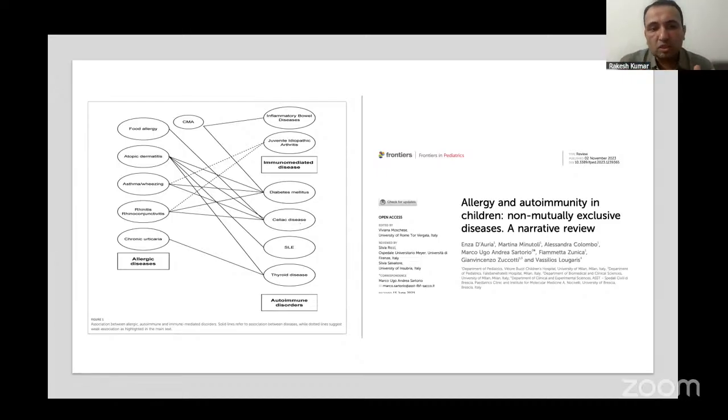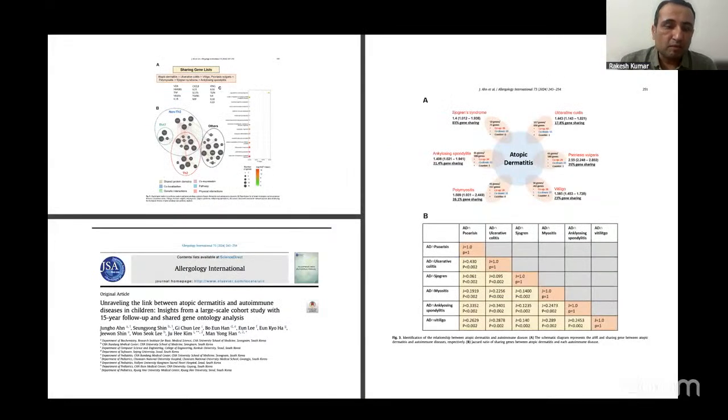So these disorders can be seen in isolation, but they can also have overlapping symptoms, with both allergic and autoimmune manifestations. And whenever these disorders overlap, it's always difficult to manage, and it's difficult to comprehend why these disorders are in common.